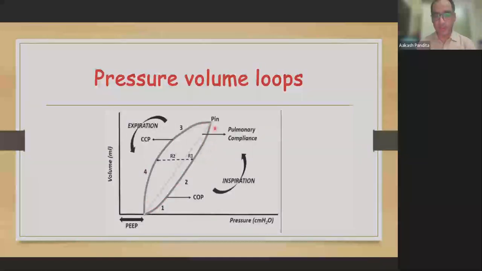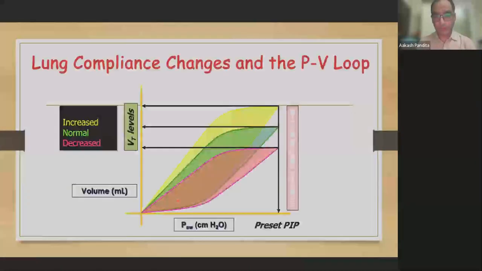As you can see, we have two separate lines for the inspiration and expiration, and usually the expiration is wider than the inspiration. This is because of the trapping, because the volume during expiration is more compared to inspiration. This is because of the trapping of the gas in the small alveoli. The midline of this curve is called the compliance curve because the slope of this curve tells us about the compliance of the lung.